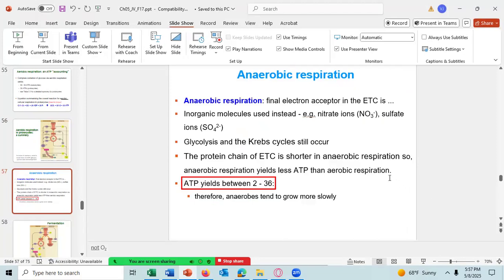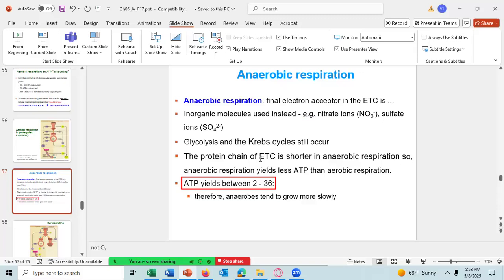If not, let's talk a little bit about anaerobic respiration. The main difference between anaerobic respiration and aerobic respiration is the final electron acceptor is a molecule other than oxygen for anaerobic respiration. It can be a different molecule depending on which form of anaerobic respiration we're talking about. Like I said, it can be nitrate, it can be nitrite, that'd be NO2 minus. It can be sulfate. In anaerobic respiration, glycolysis and Krebs cycle still occur.